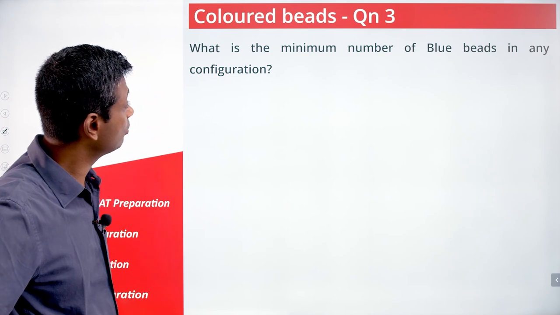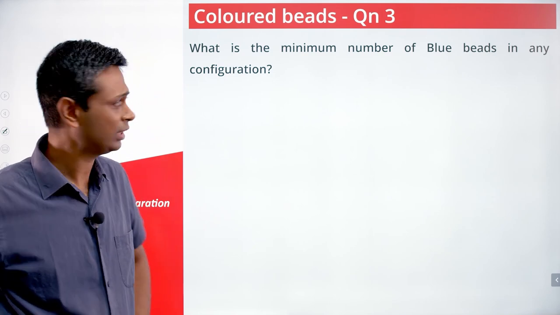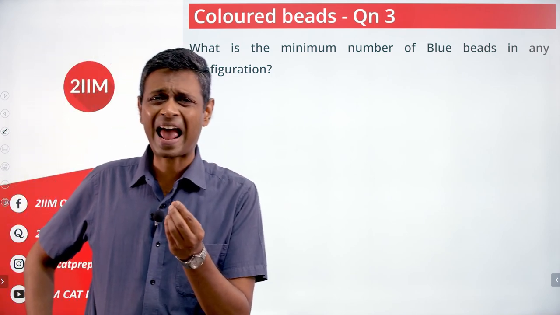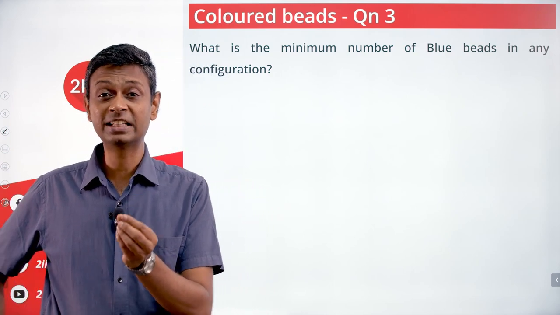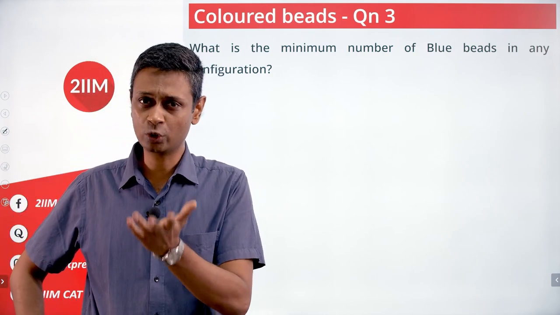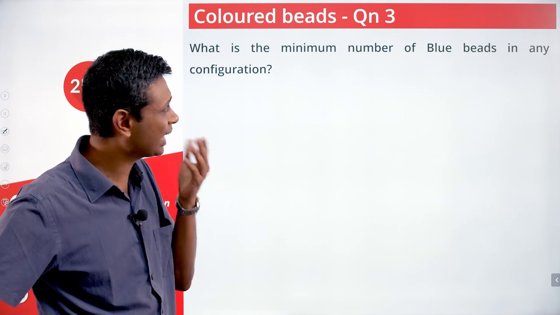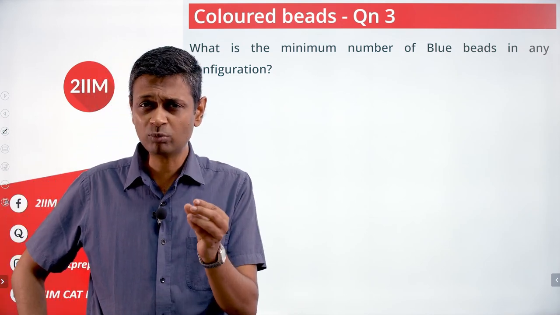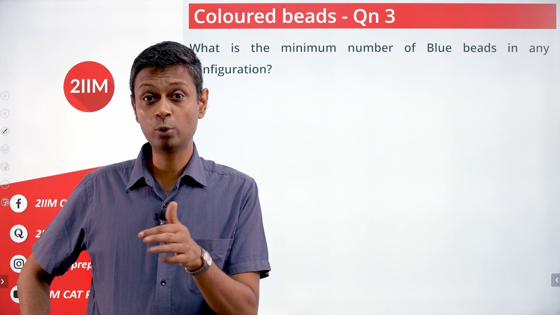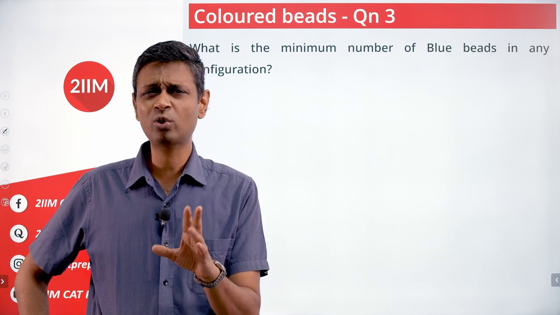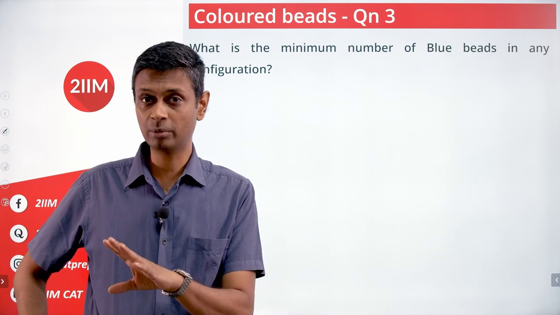What is the minimum number of blue beads in any configuration? We need to have blue beads as few as possible. That means greens and reds should be higher. If we have red and green higher, we know that reds come with a constraint. If you have two reds, there has to be a blue and green put in between. But the greens don't have any constraint. If you have two blues, there has to be a green in between.